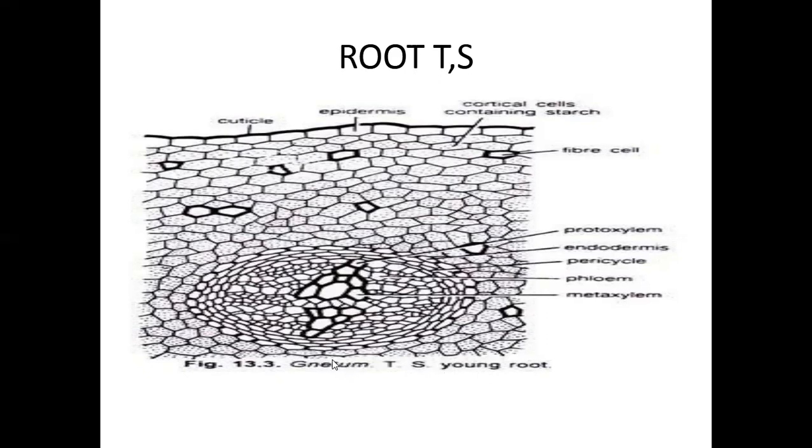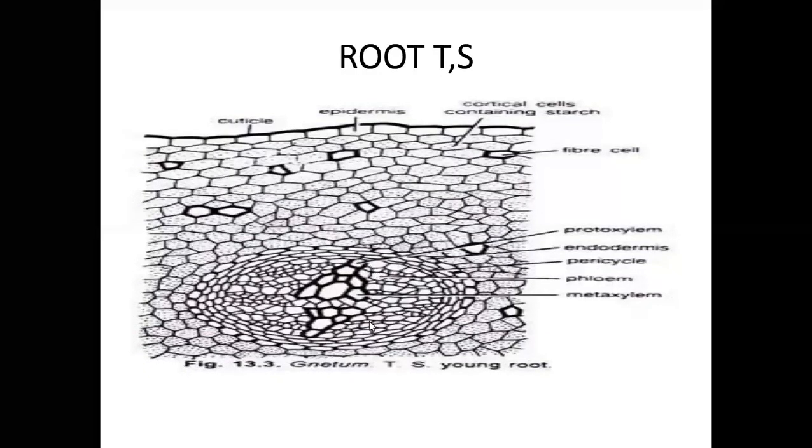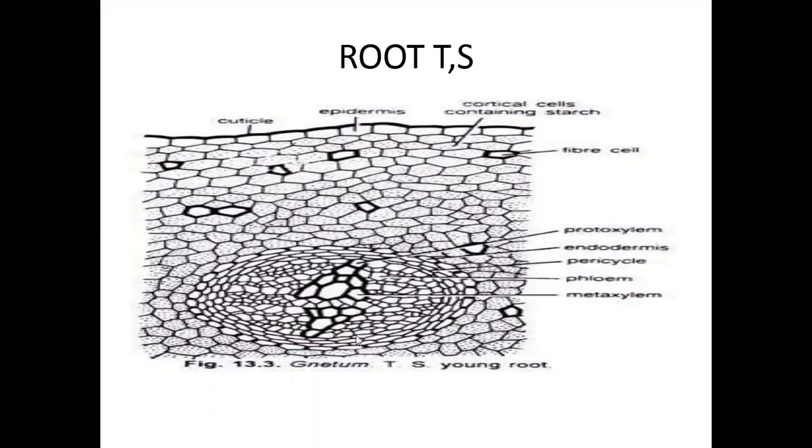And the secondary root TS means, in the second year of the Gnetum plant, new vascular cambium is developed between the xylem and phloem. Once cambium is formed in the stellar region, the cambium ring continuously participates in secondary growth. To the outside of this cambium ring, secondary phloem is developed in small quantity, and below this cambium ring, secondary xylem is developed in large quantity. This is the secondary growth of Gnetum root TS.